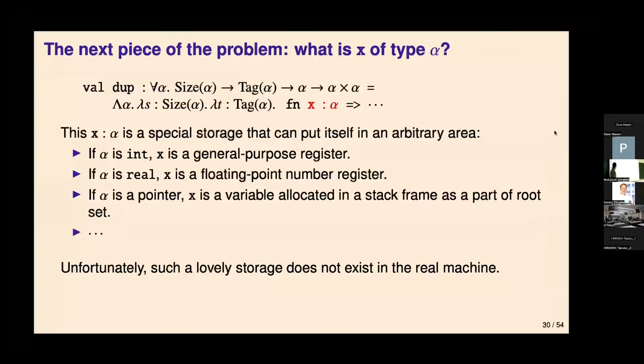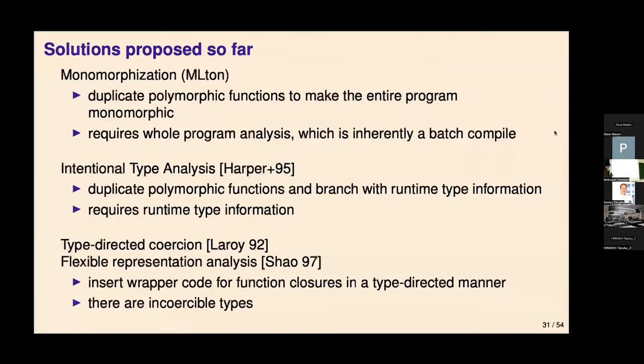So if alpha is int, x must be in an integer register, but if alpha is real, x is in a floating point number register, but if alpha is a pointer, x is not a register but a variable, structured as part of the root. So it's a pointer, not a register, and such kind of storage doesn't exist in a real machine. So we need to compile this kind of value into native code.